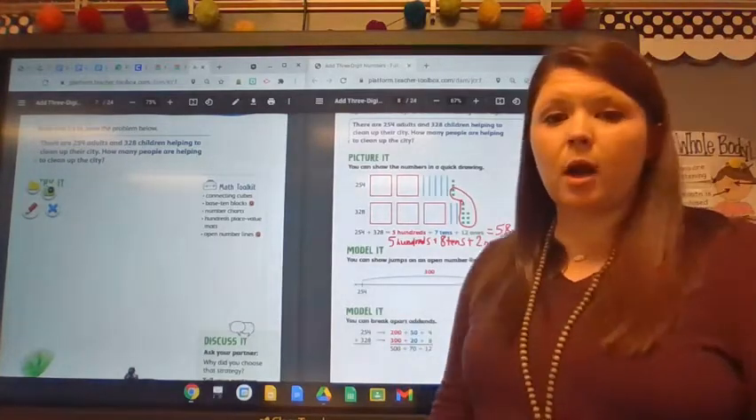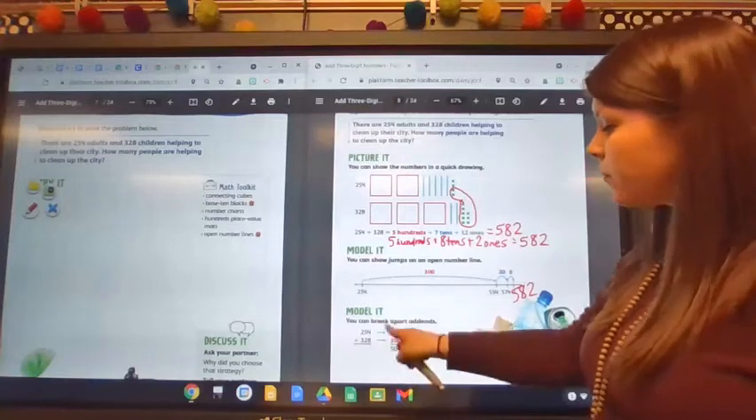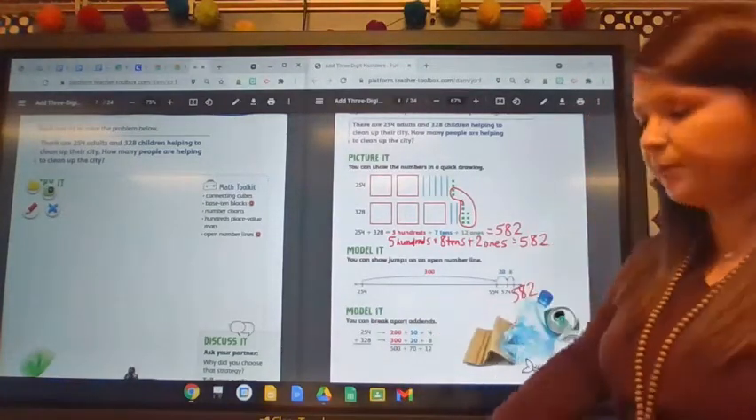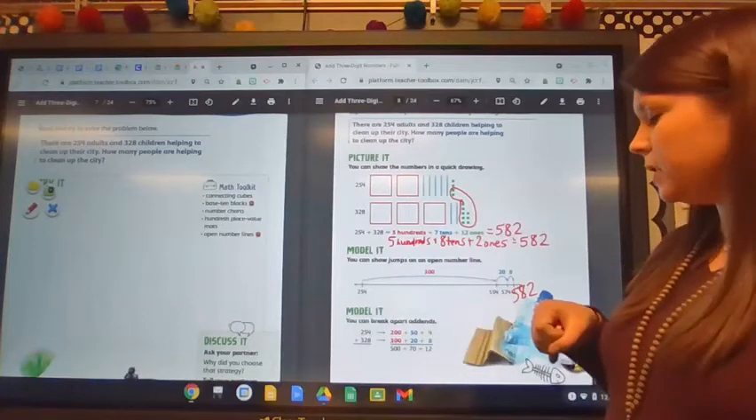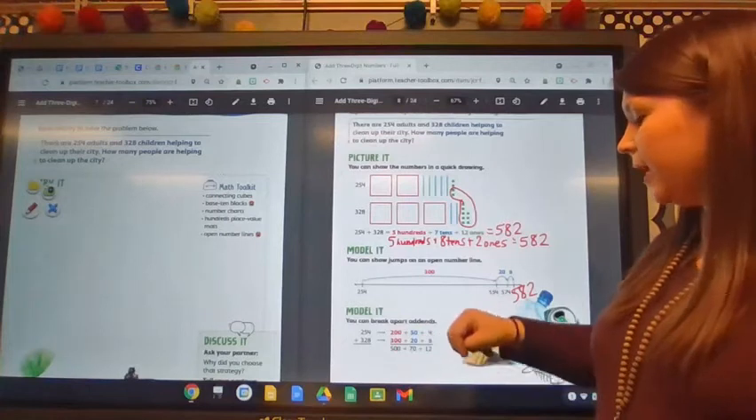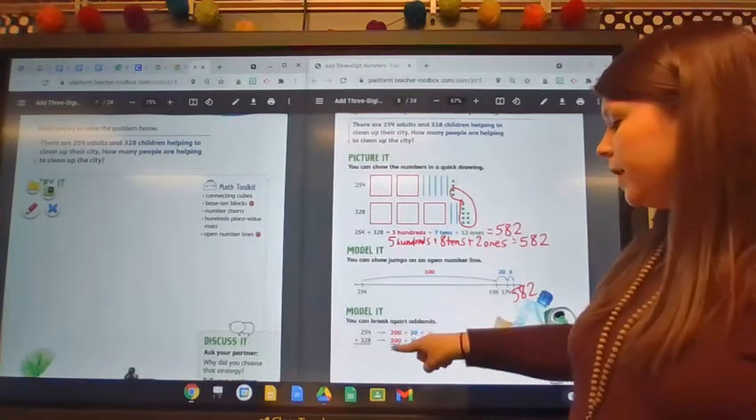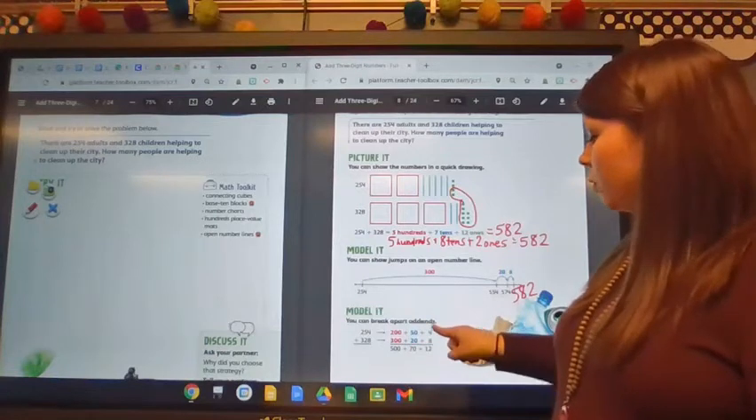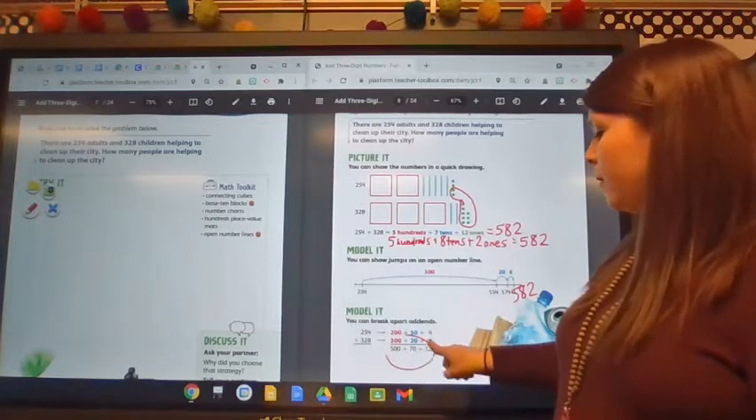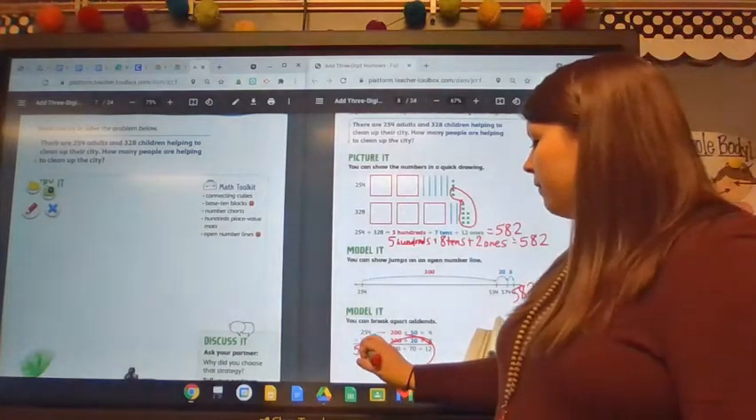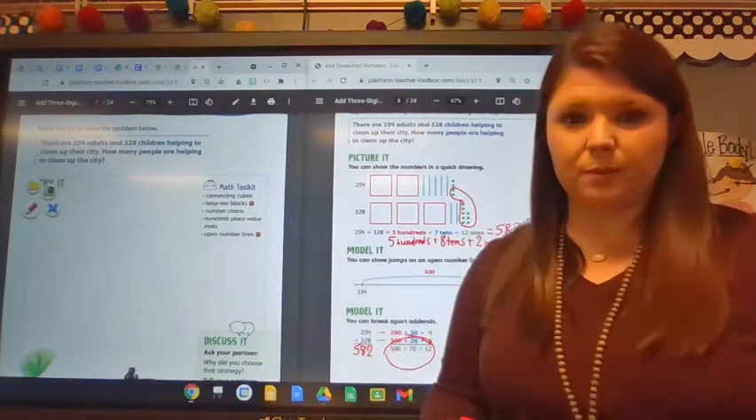All right, or we can model it another way. We could expand out our numbers into expanded form. 200 plus 50 plus 4, 300 plus 20 plus 8, and then we could add our hundreds. 200 plus 300 is 500, 50 plus 20 is 70, 4 plus 8 is 12, and then we could combine that together, and we know that we have 582, okay?